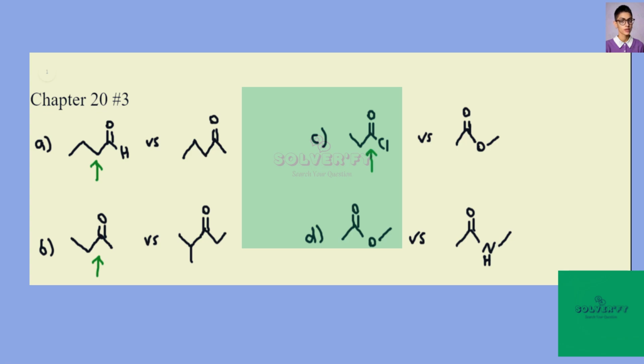Okay. And then lastly for D, we're comparing leaving groups again. So we're comparing a methyl ester to a methyl amide. And the ester is going to have the better leaving group. And so again, the one with the better leaving group will be the more reactive of the pair.